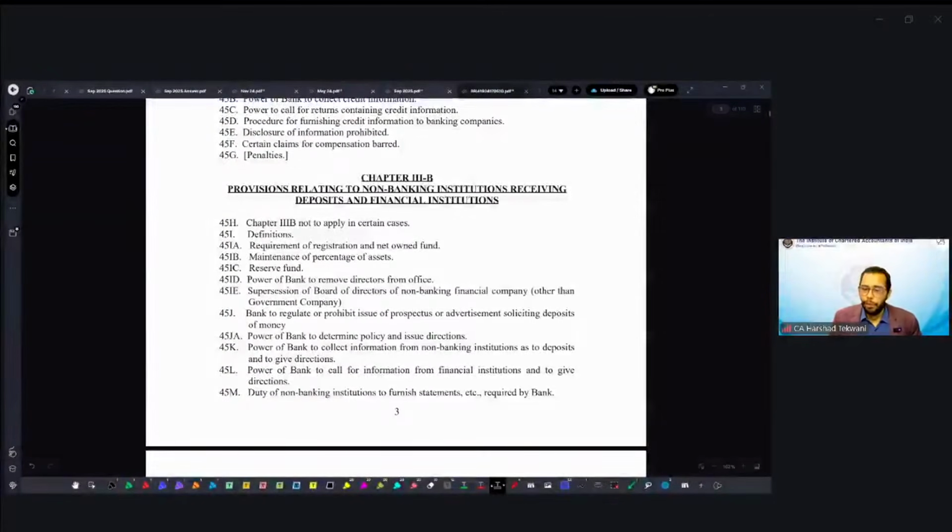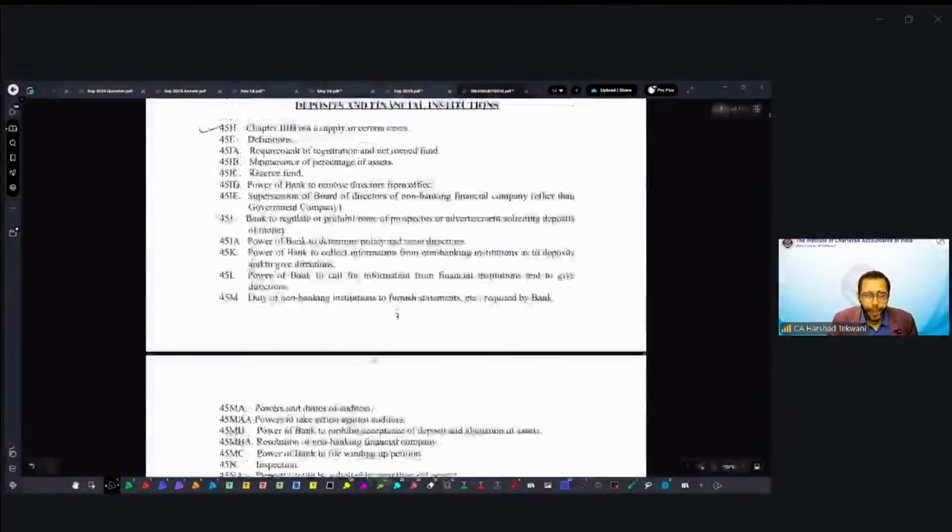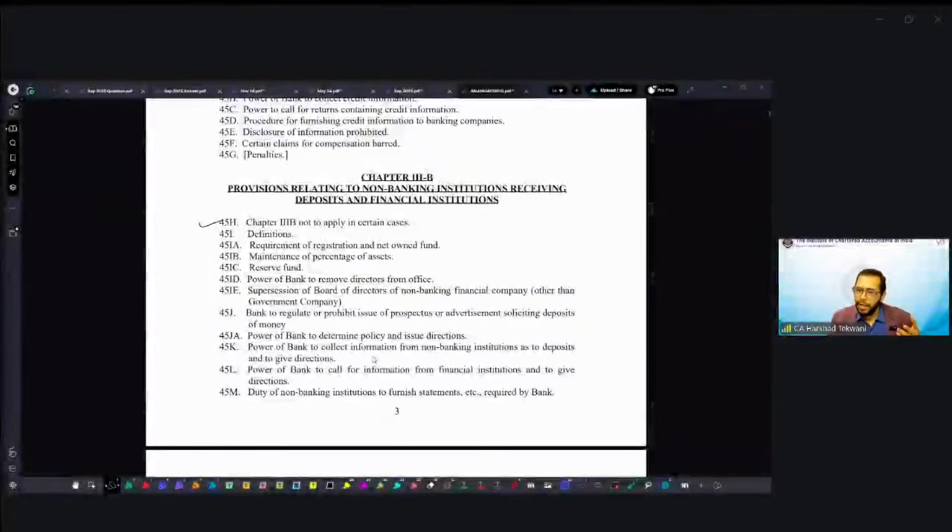It covers sections from 45H, which includes 45H, IA, IB, and all other sections, to 45QB, because a lot of things are there in that. But for our relevance, there are two to three sections that are more important.